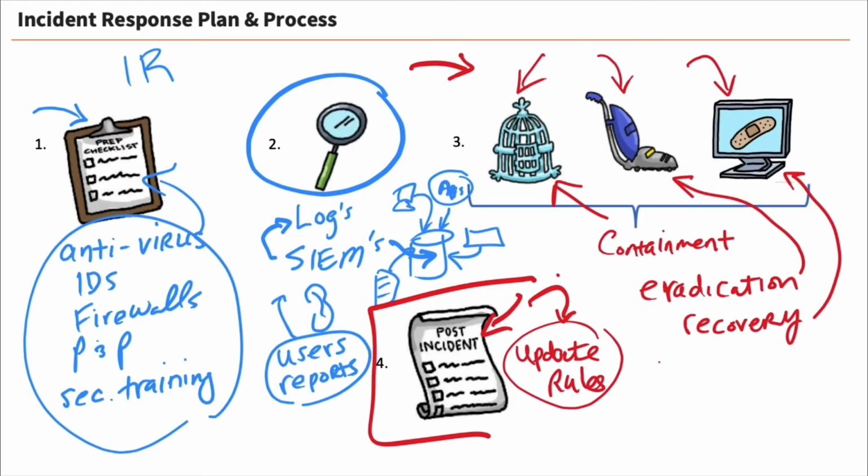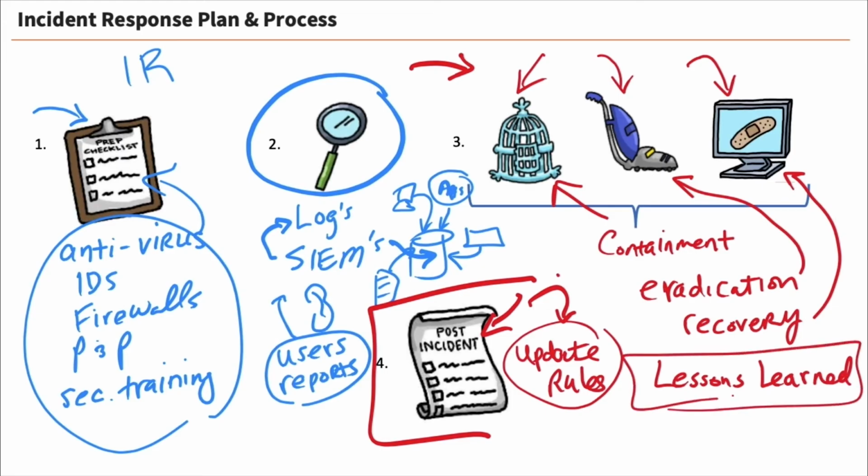Other things we do is we go through a lessons learned process. We sit down and we talk about what happened during the incident. Did we do okay? Were we too slow? Did we find something new that happened that we hadn't experienced before? And if so, then we update our playbooks. Now, a playbook, we'll put down here, update playbook.